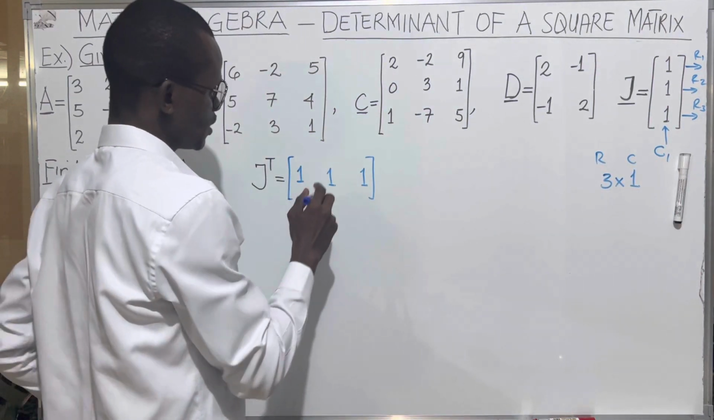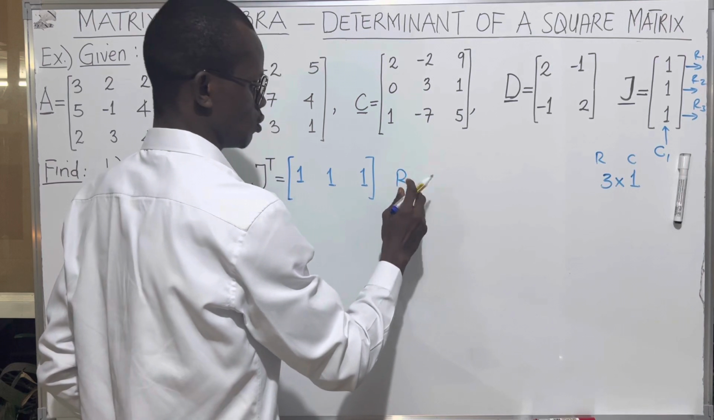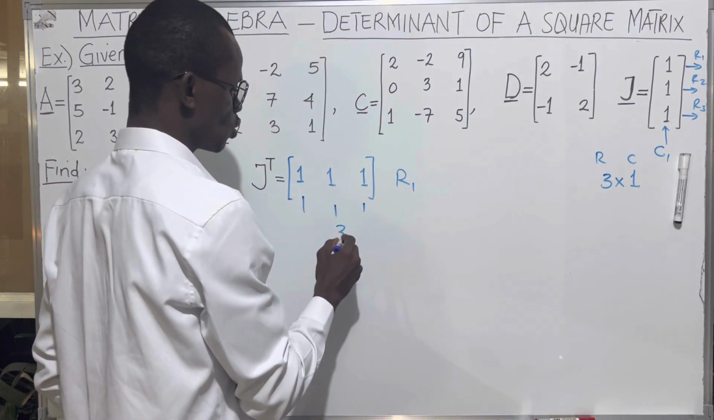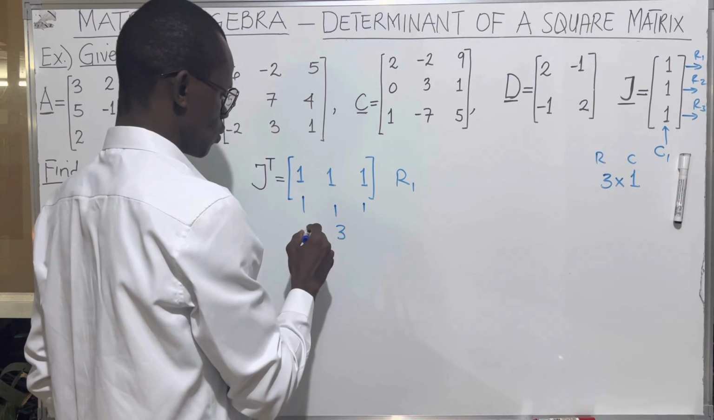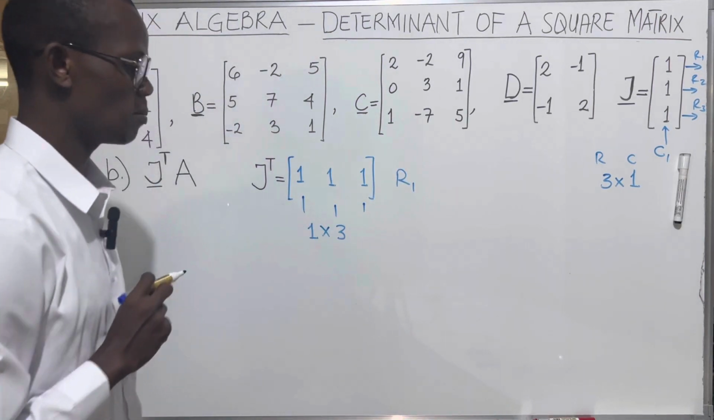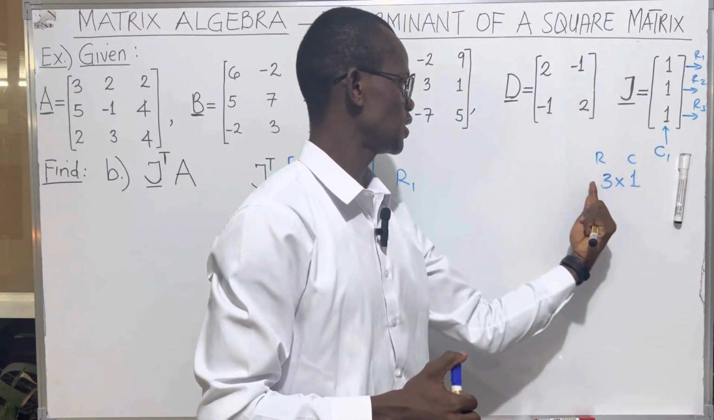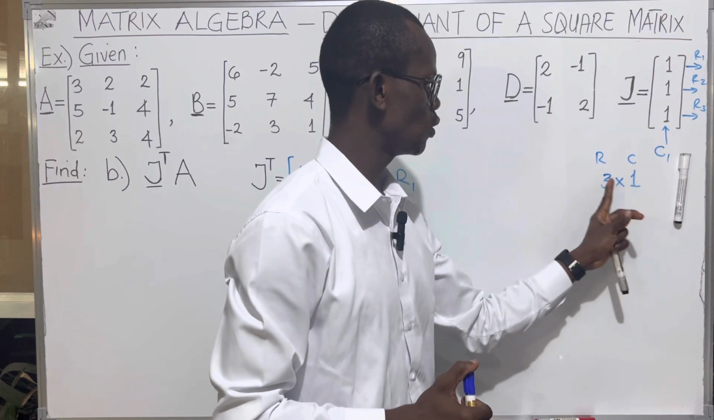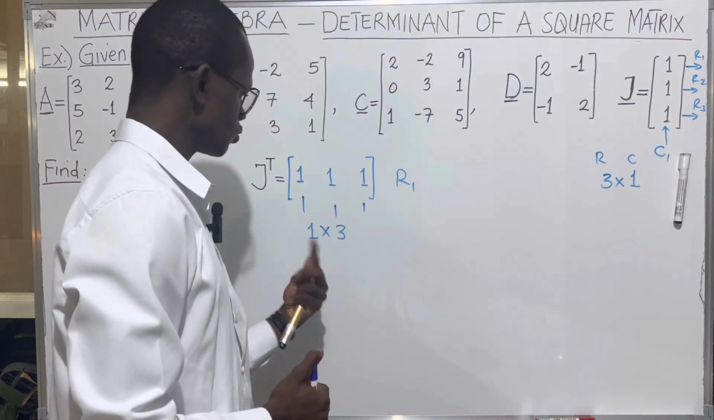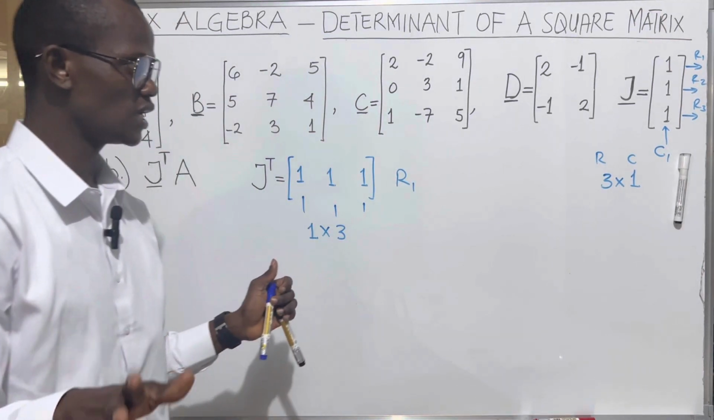Now if you look here, you have 1 row and 3 columns, so it's 1 by 3. We have transposed this matrix. It was 3 by 1, rows by columns, and we have changed it to 1 by 3. That's how we transpose any given matrix.